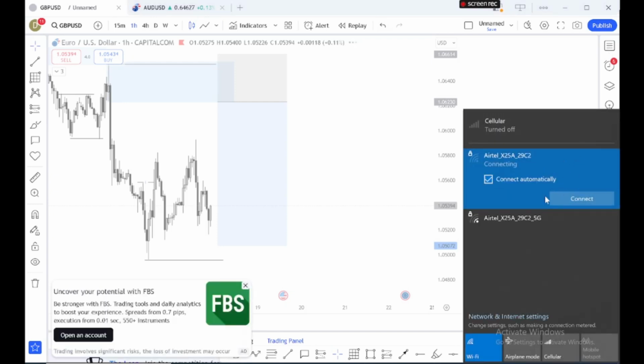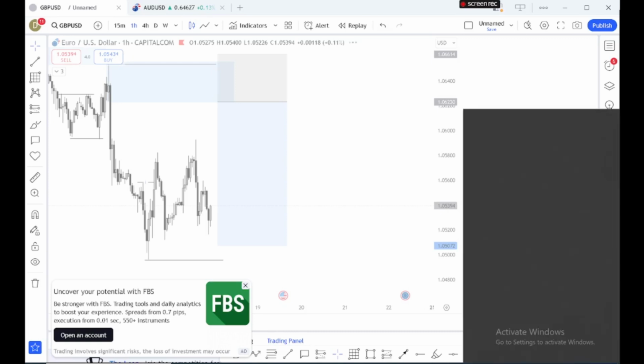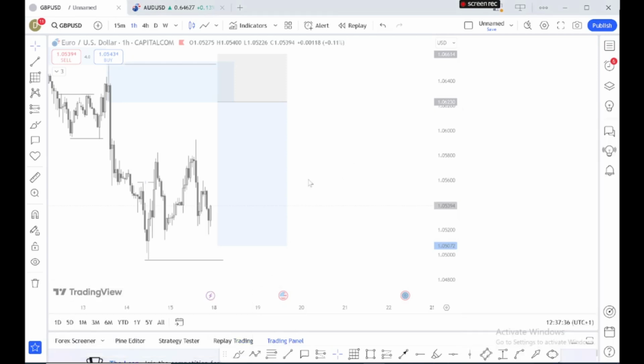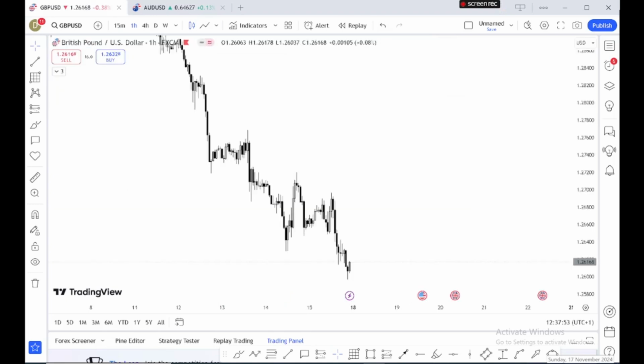So this is it, guys. On GBPUSD, we are waiting for, I think I have to chill with this network, or I have to change it. Any of the two is what I'm supposed to do now. Okay, I think it's back.